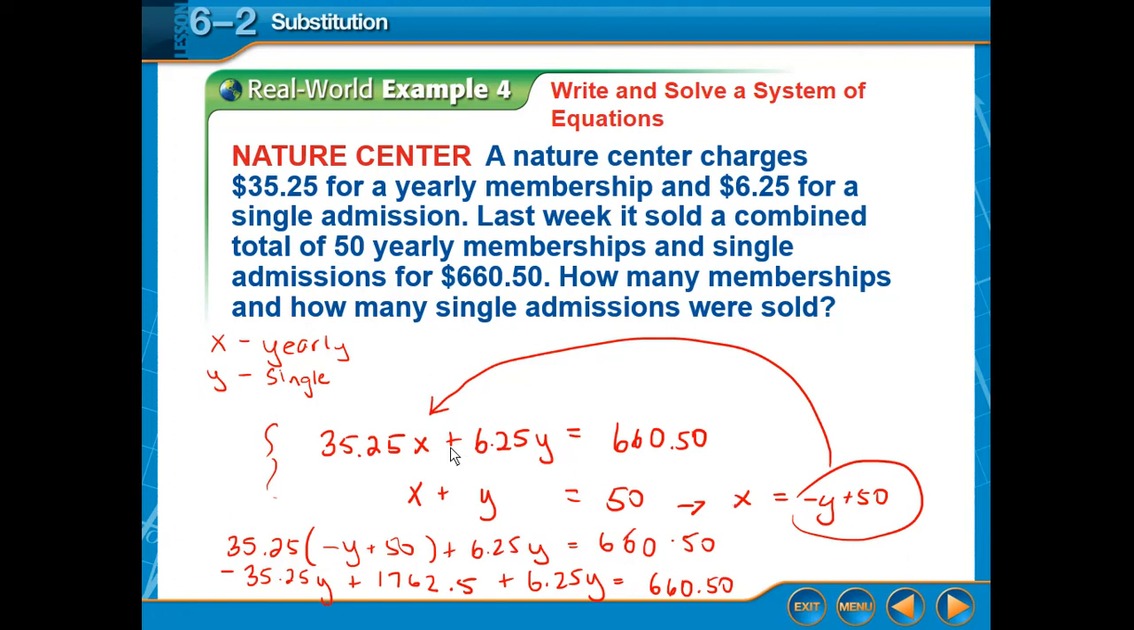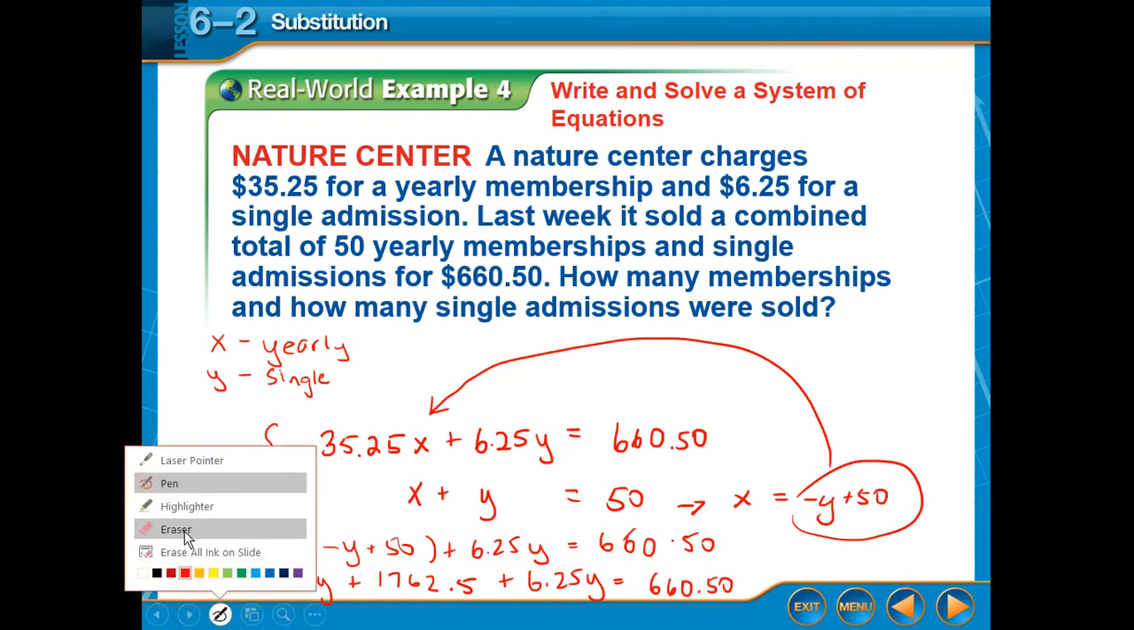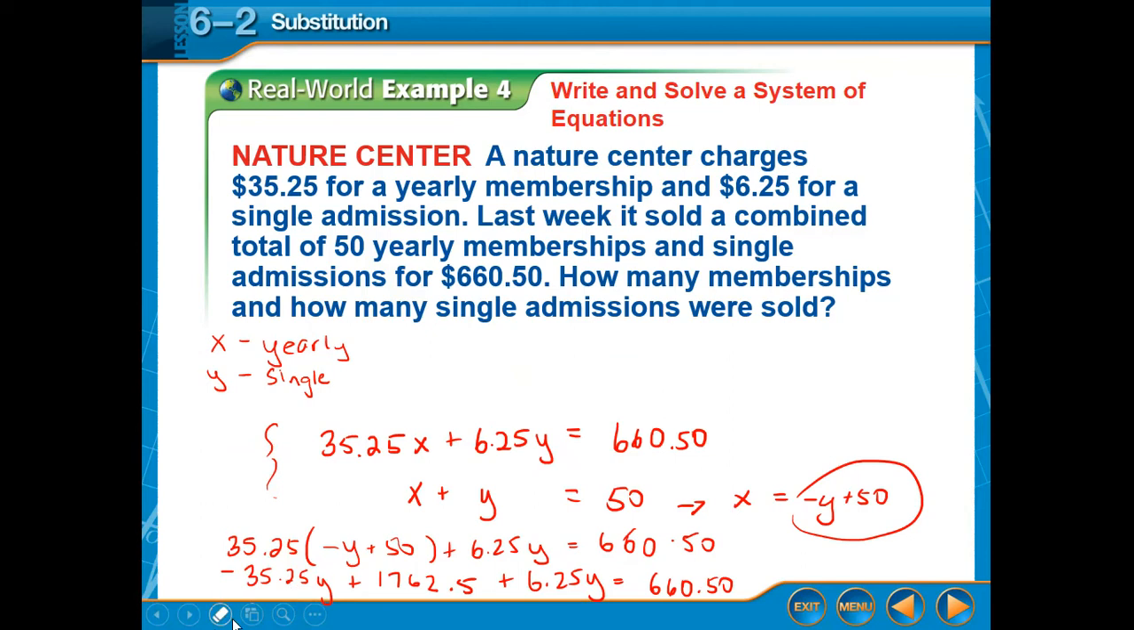So from here, I am going to simplify by combining like terms. So negative 35.25 and 6.25 gives me negative 29y plus 1,762.5 equals 660.50. So I'm going to subtract 1,762.5 from both sides.